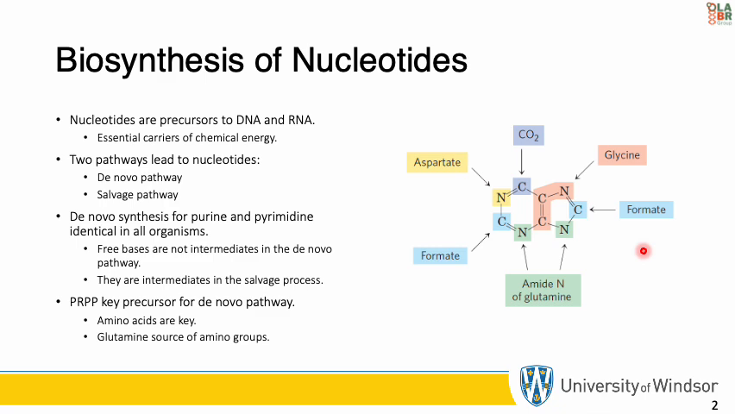So the pyrimidine ring is synthesized as orotate, and we'll see that a little bit later. We'll go through these pathways a lot more in detail later in the slide deck. But anyways, it's synthesized as orotate, then attached to the ribose phosphate, and then converted to the common pyrimidine nucleotides required in nucleic acid synthesis. Although these free bases are not intermediates in the de novo pathways, they are intermediates in some of the salvage pathways. So we keep that in mind too.